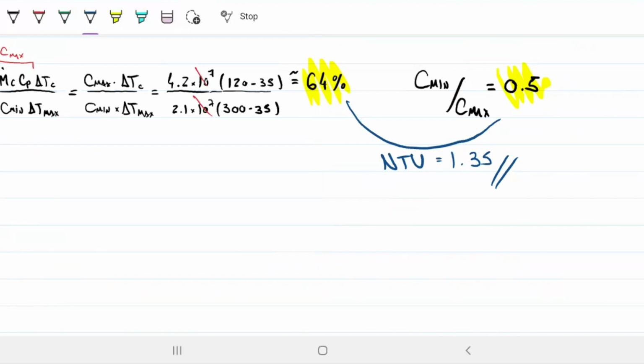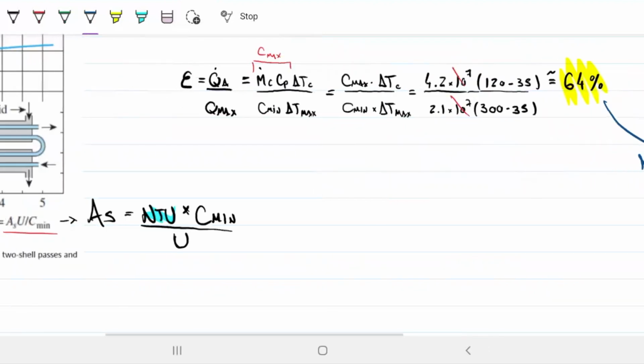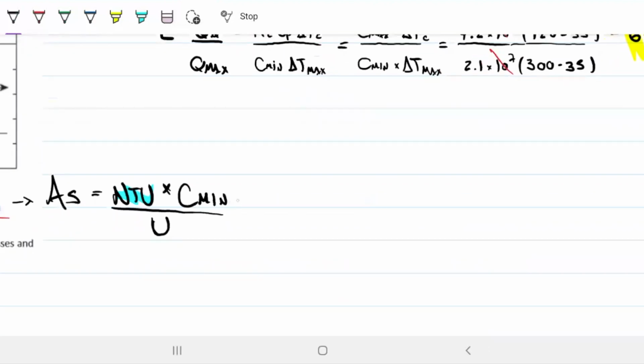Okay, so we can finish off now, right? Because we're looking for the area. That's what we wanted from the start. We wanted the area, and the area was the NTU, which has no dimensions, times the C minimum, and we have the C minimum as 2.1 times 10 to the 7, divided by U, which we had but never used. It's 1500.